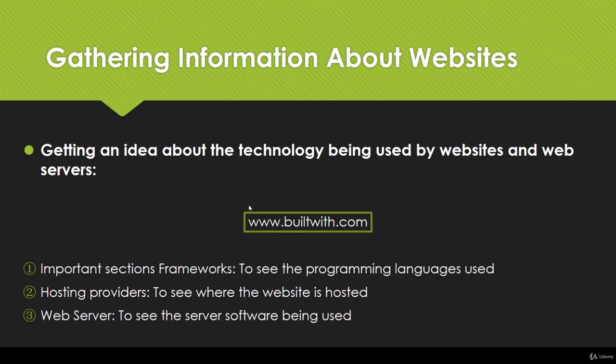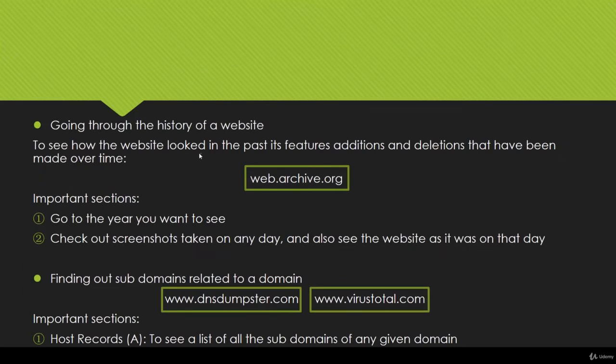Now, apart from the technology of the website and web server, what else can we search and gather? There is something called Web Archive or Wayback Machine. Going through the history of a website, we can see how the website looked in the past and its features, additions and deletions that have been made over time, and what changes have been done over a period of time. Let's see an example of Web Archive.